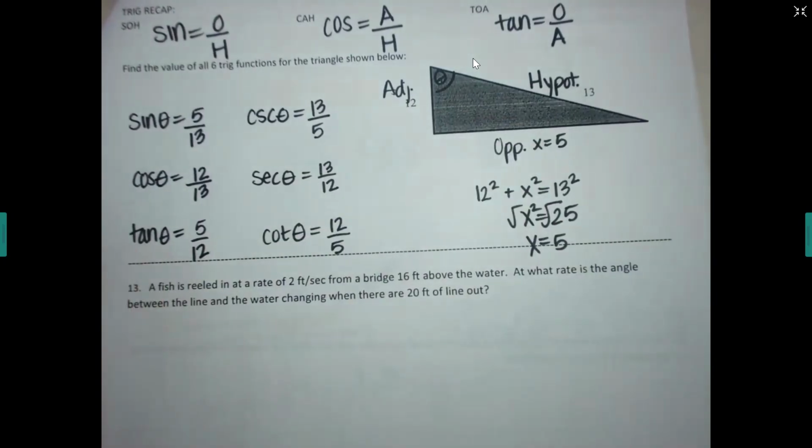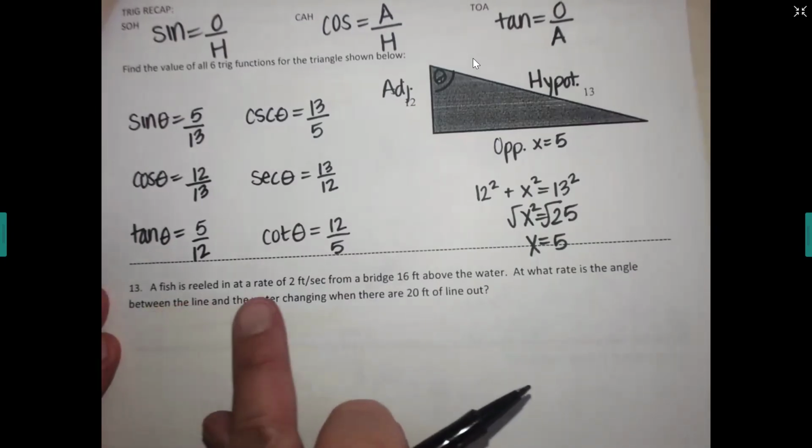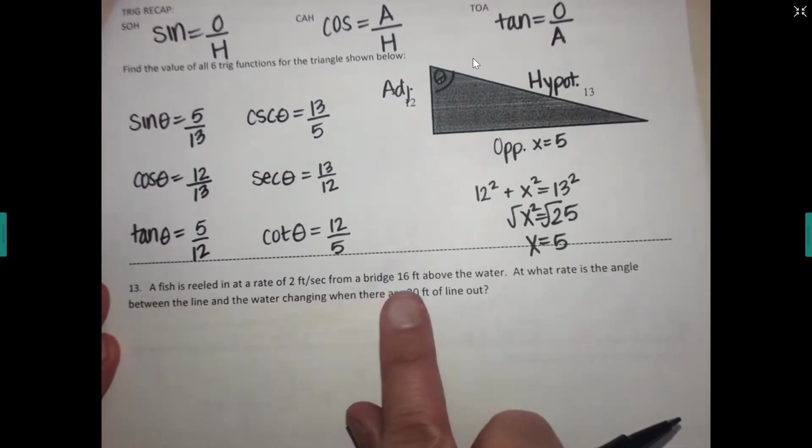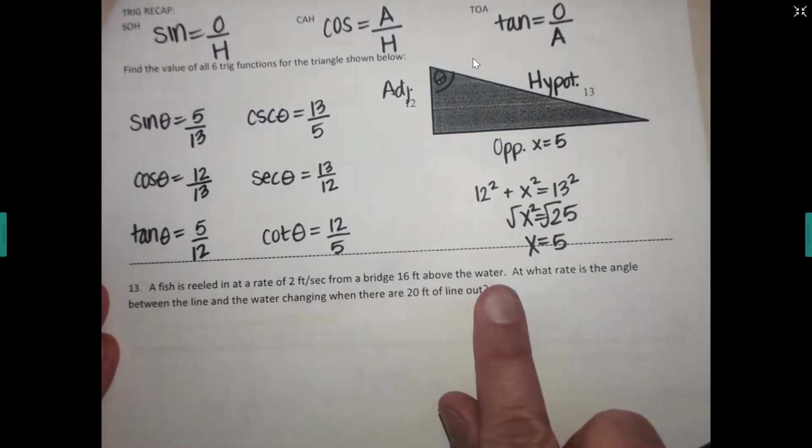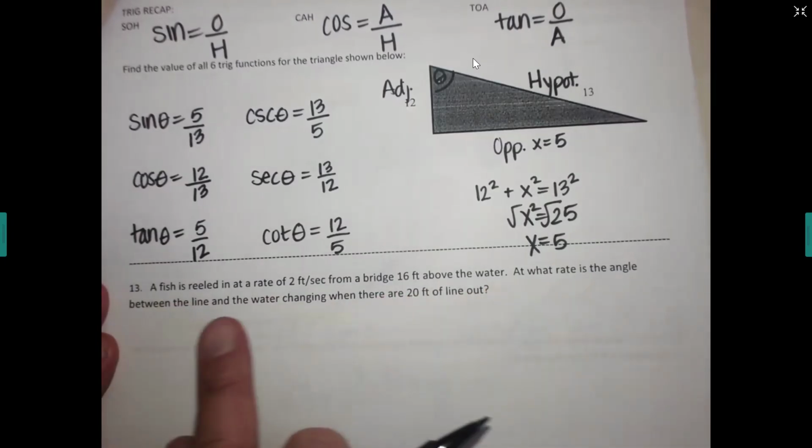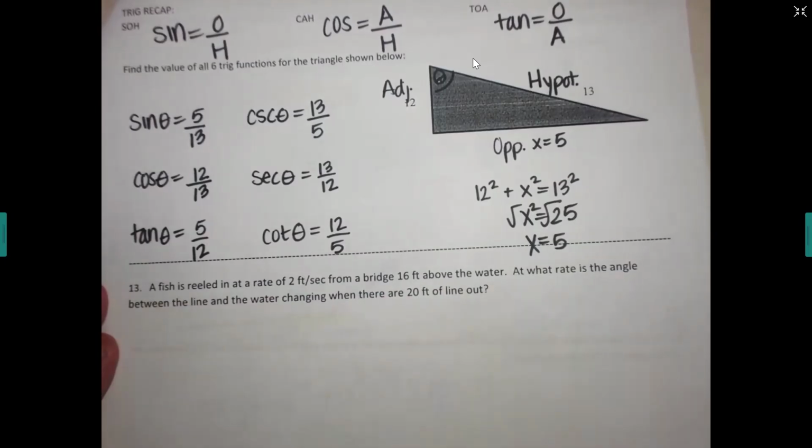Okay? So just a little recap on that, and then we're going to do example 13, which is going to have a trig in it. So find the missing side using Pythagorean theorem, label your O, H, and your A, and then do whichever SOHCAHTOA you need. So let's do number 13, last one, you can do it. It says, a fish is reeled in at a rate of 2 feet per second from a bridge that is 16 feet above the water. At what rate is the angle between the line and the water changing when there's 20 feet of line out?